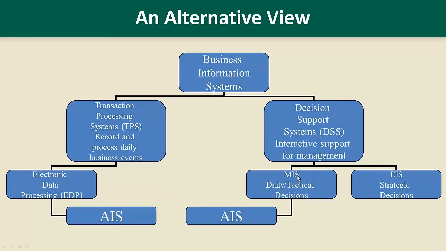Decision support systems are often divided into a lower level MIS, management information systems dealing with daily and tactical operational decisions, and then EIS, the Executive Information Systems, dealing with strategic and high-level decisions. And notice here, AIS, or Accounting Information System, incorporates all of these.